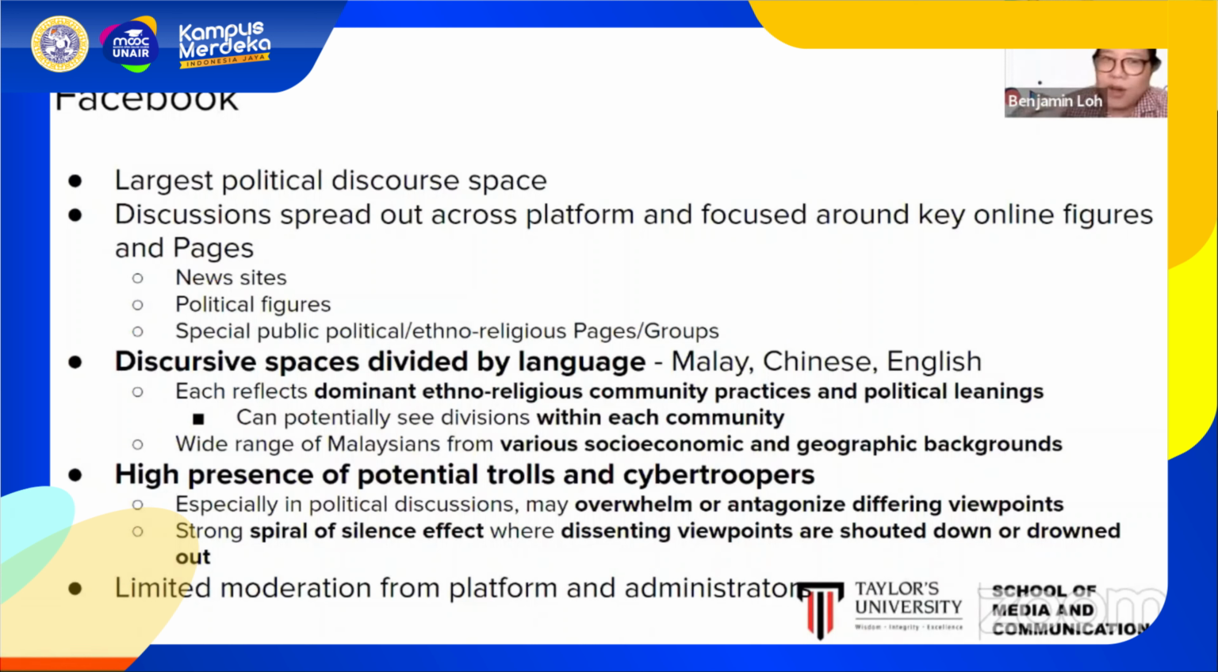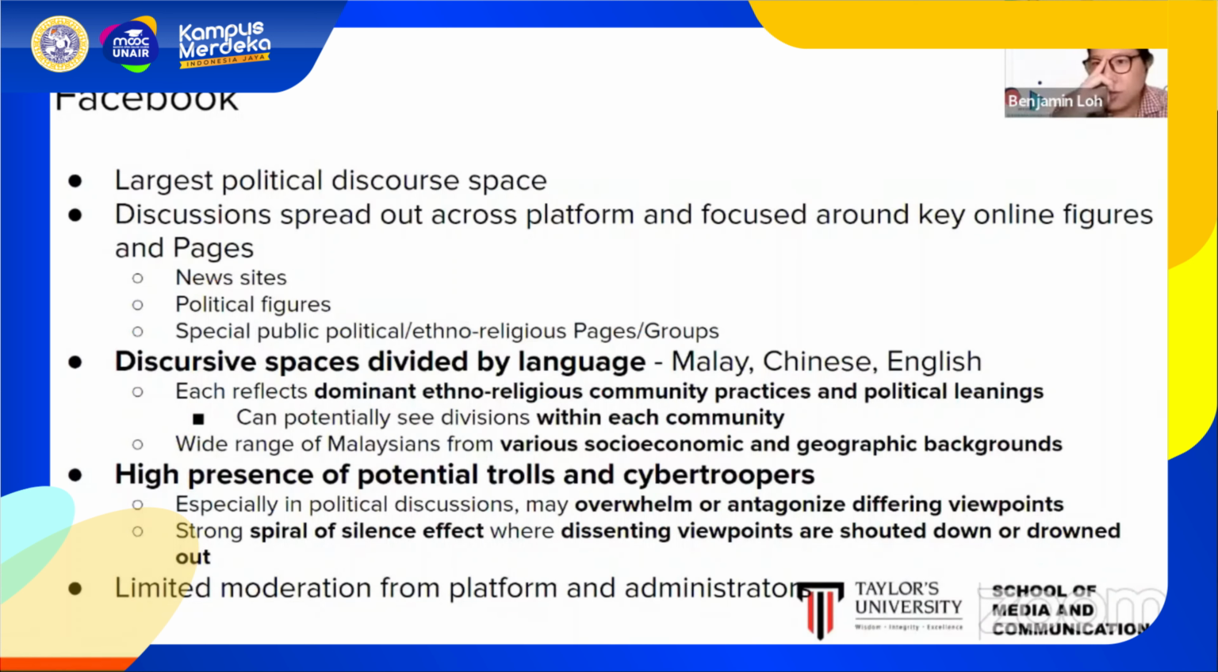There is of course a very high presence of potential trolls and cyber troopers here, especially in political discussions where they always try to overwhelm or antagonize different viewpoints. If there is a post about a particular politician, you will see people coming in just posting one letter saying, I support you, you're doing great, that kind of stuff. And they will do that in the hundreds, just trying to give the impression that these are the people that support them as well. We're seeing a lot of that.